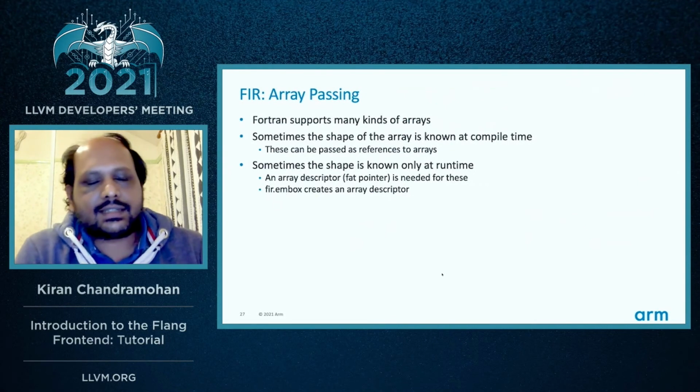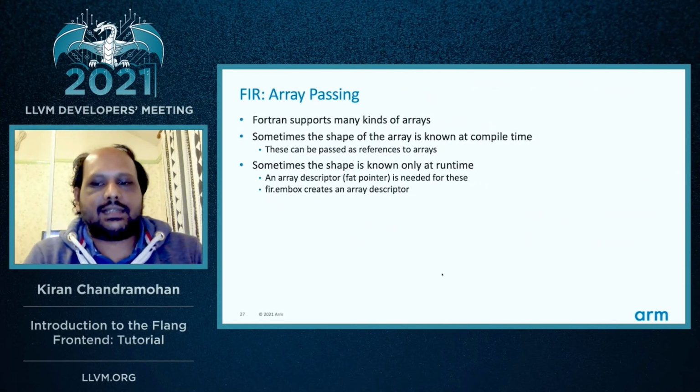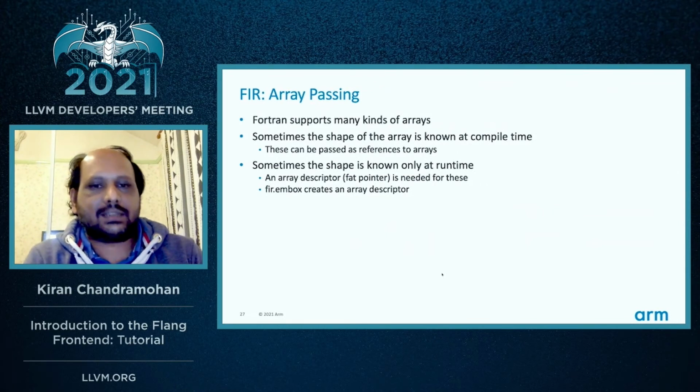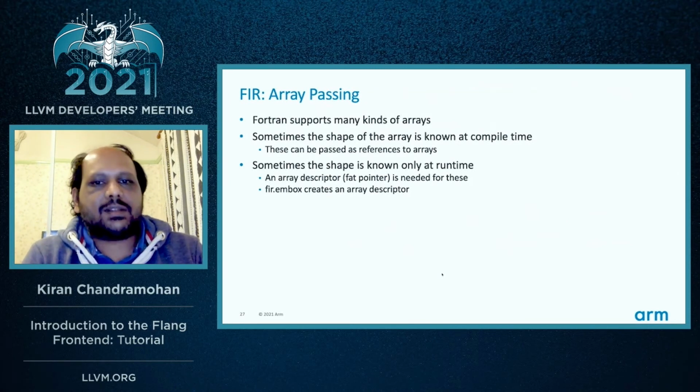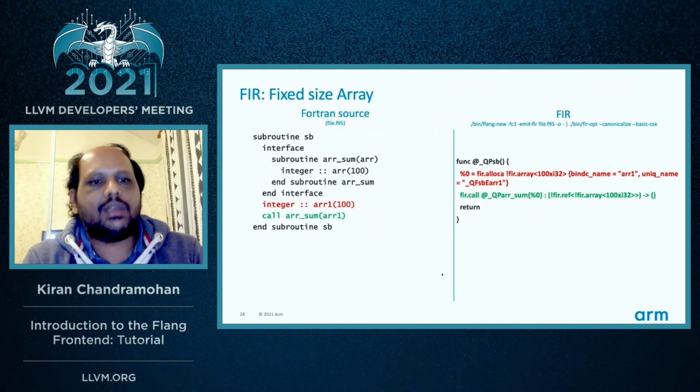The last FIR construct that we are going to look into is related to how we pass arrays. Fortran supports many kinds of arrays, and sometimes the shape of the array is not known at compile time. If the shape of the array is known at compile time, then these can be passed as reference to arrays when calling a subroutine. But if the shape is not known at compile time, then an array descriptor or a fat pointer is needed. The fir.embox operation creates this array descriptor.